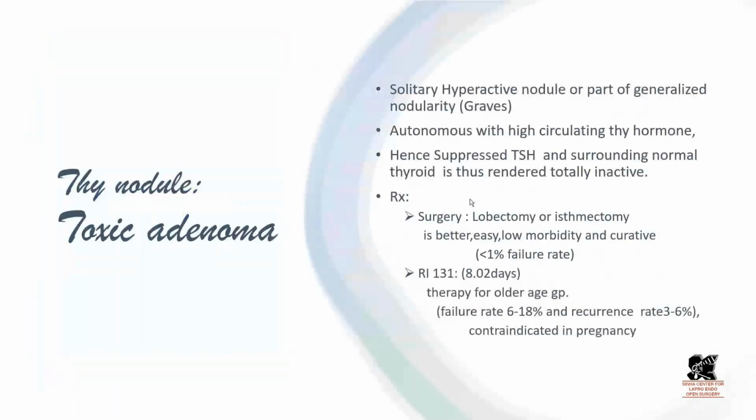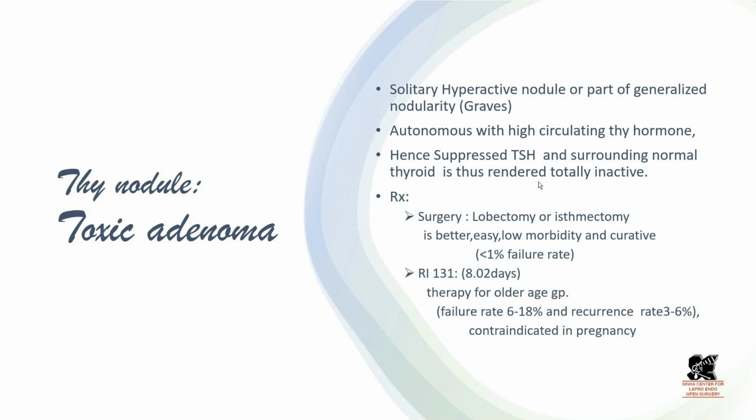What about a toxic adenoma as a thyroid nodule, a really solitary toxic adenoma? Now, these solitary nodules may be part of a generalized process. We just now said you have to rule that out, so that we are not treating an MNG. But now we understand it's really a solitary toxic adenoma, an autonomous nodule. That means you would have a high circulating thyroid hormone, suppressed TSH, and the surrounding normal thyroid is thus rendered totally inactive. That means only the toxic adenoma is functioning, and the rest has been suppressed by the suppression of the TSH. And the treatment is simple.